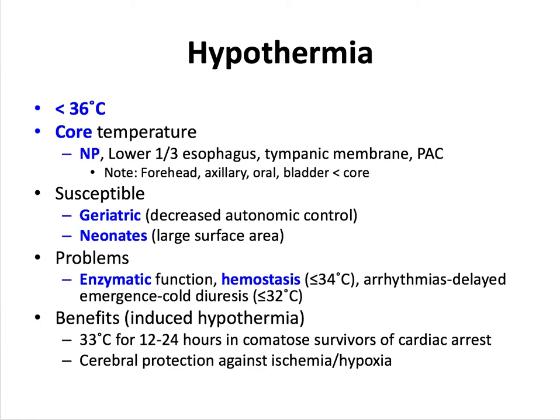One, enzymes, which are proteins, don't function as well when they're cold. Hemostasis is not as good when the temperature drops, especially below 34 degrees centigrade. Platelets don't adhere as well. Coagulation proteins don't work as well. Arrhythmias are often present, things like ventricular ectopy, and cold diuresis. The kidneys, when they're cold, do not concentrate well, and urine output can go up.